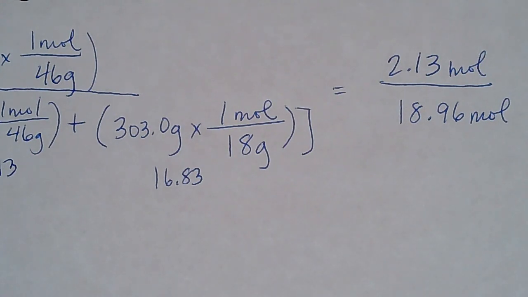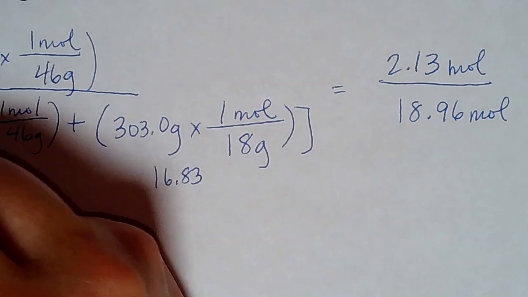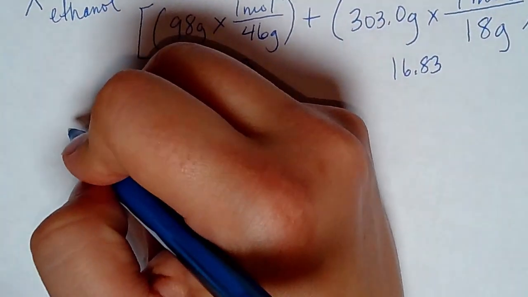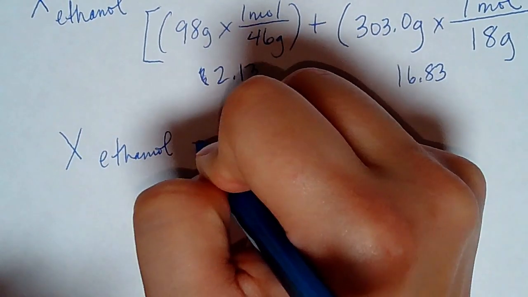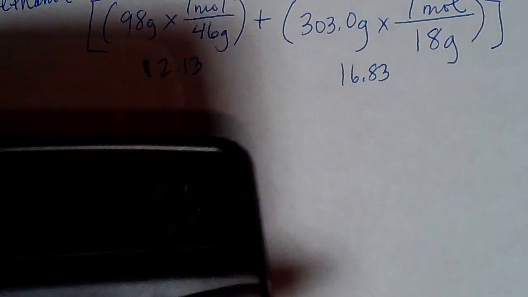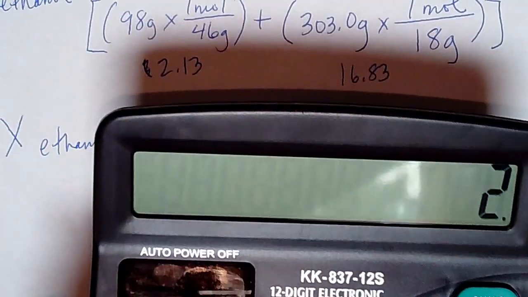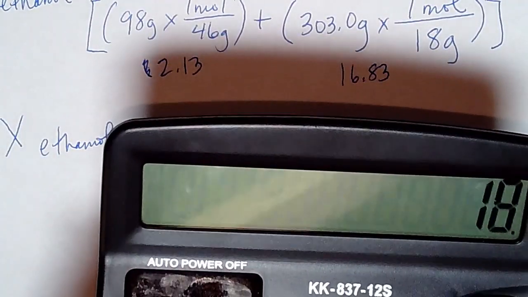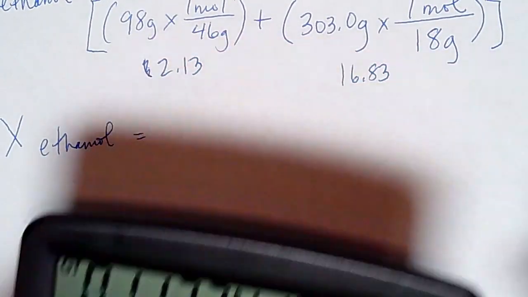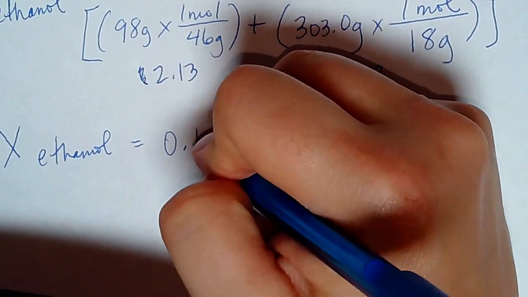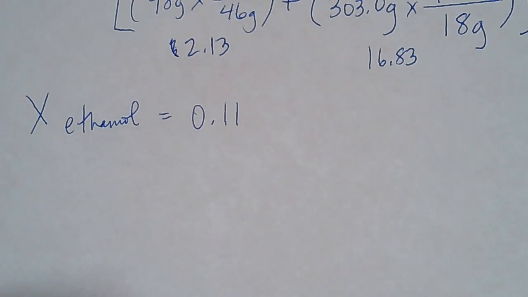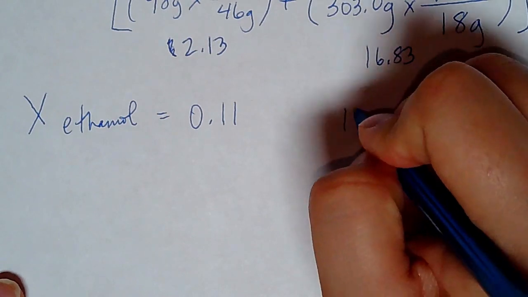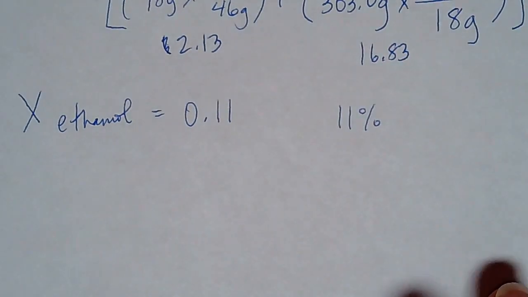So then we just have to do our math. Alright, so our mole fraction of ethanol then is going to be our 2.13 divided by 18.96. So we have 0.11. So that would be our mole fraction of ethanol. And we can turn that into a percentage by multiplying by 100. So that would be an 11% ethanol solution.